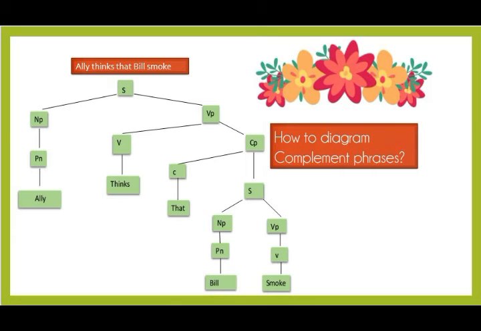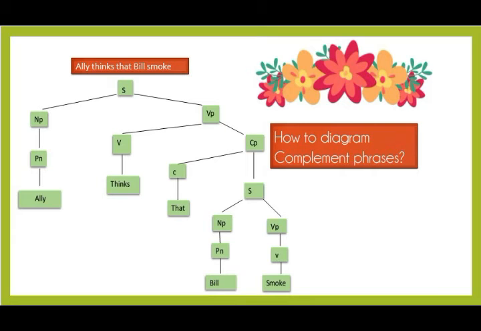First of all, how to diagram complement phrases. In this case, to have a complement phrase, we need the word "that." We also know it as a conjunction, and it functions to join meanings or ideas. This word is also called a complementizer, and we use the letter C in the tree diagram. The role of "that" as a complementizer is to introduce a complement phrase, and I can also say it introduces a dependent clause. For instance, we have the sentence "Ali thinks that Bill smokes."